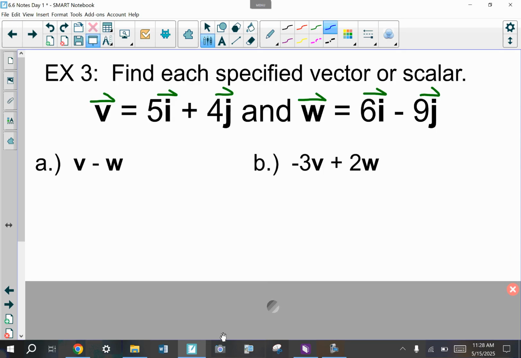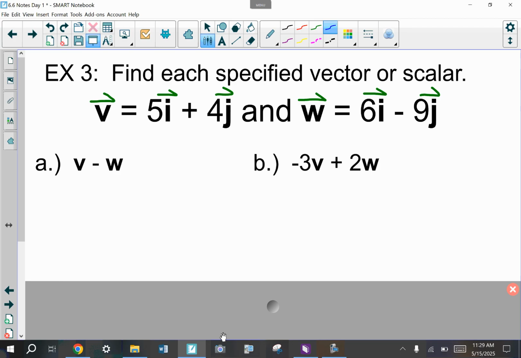So we're given vector v. Vector v is 5i plus 4j. And then we're given another vector, which is 6i minus 9j. And the first thing it's wanting us to do is just subtract v minus w.